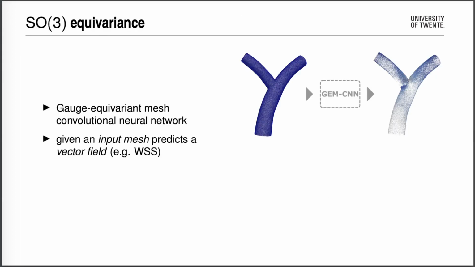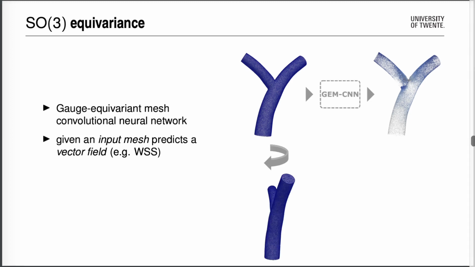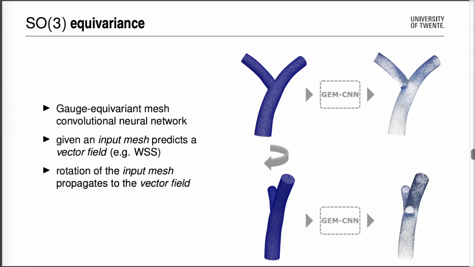Gauge equivariant mesh convolutional neural networks, short GEMCNN, possess the neat property of being equivariant to rotations in 3D space. Given an input mesh, our GEMCNN predicts a 3D vector field with one vector on each mesh vertex. Rotating the mesh and using that as an input to the GEMCNN will produce an accordingly rotated prediction.